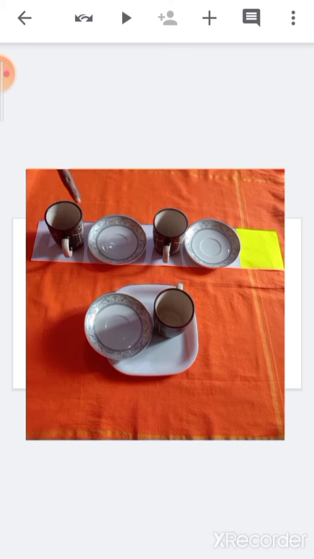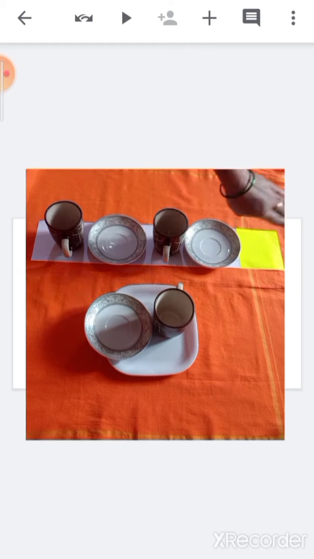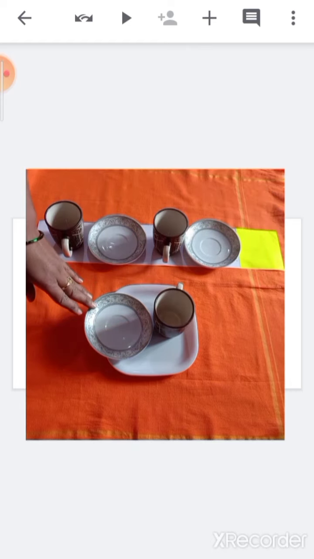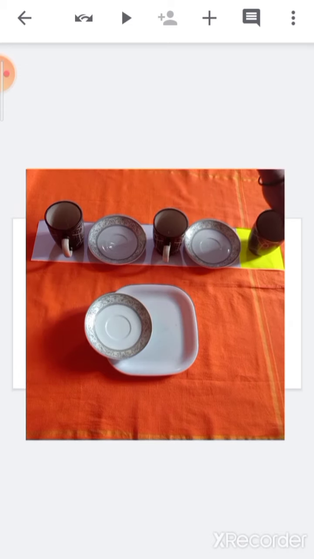Now children, this is a cup. After cup, what is there? A saucer. After saucer, what is there? A cup. After cup, what is there? A saucer. Now what will come after saucer? A cup or a saucer? A cup. Okay?